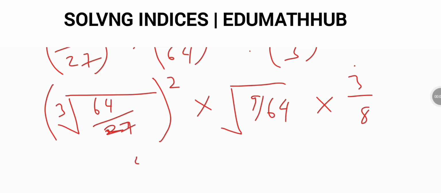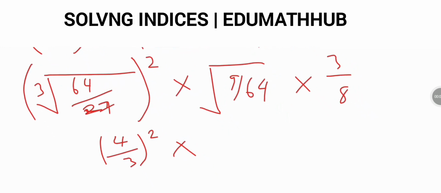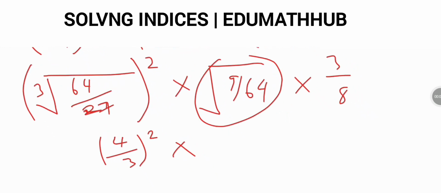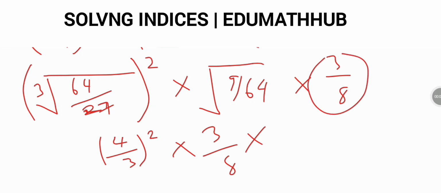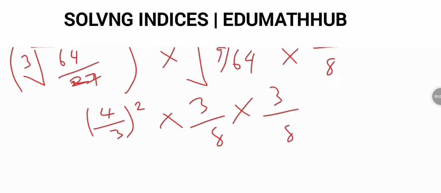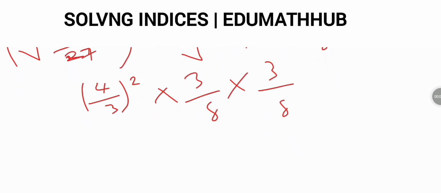So you're going to have 4 over 3, then raised to the power 2, times. This part here means the square root of 9. Square root of 9 is 3. Okay? 3 over, square root of 64 is 8. Then times, you have another 3 over 8 here. So just plug it there. 3 over 8. Then from this part here, this means 4 times 4. You have to raise 4 to the power of 2.